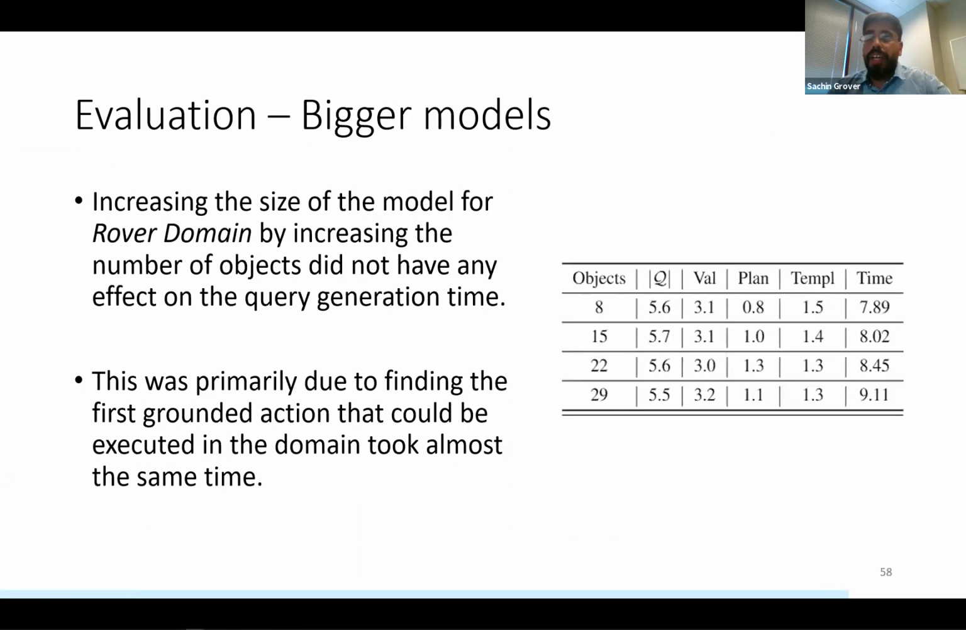For evaluation on the bigger model, what we did was increase the number of objects in the domain. We did it for the rover domain with 6 unknown predicates, and we found that almost the same amount of time was taken to construct these queries.